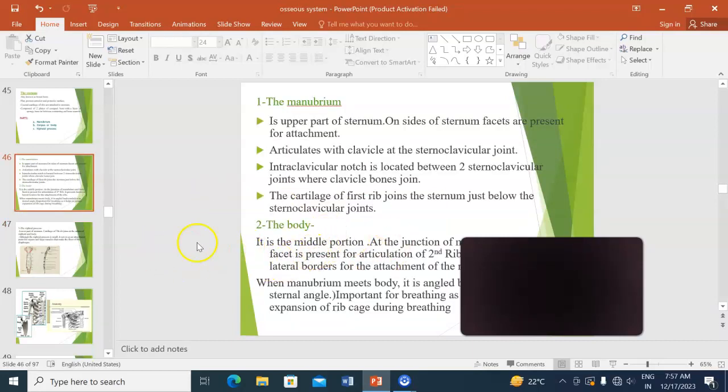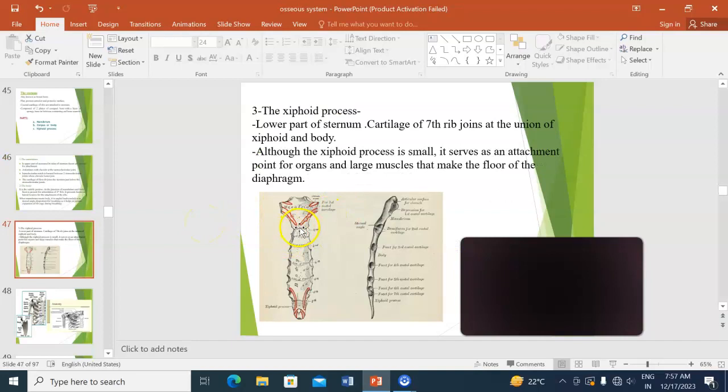Next is the body. The body is the middle portion of the sternum. So the body starts, see, here the manubrium ends, and immediately from here the body starts. So basically this is the junction where the manubrium ends and the body starts.